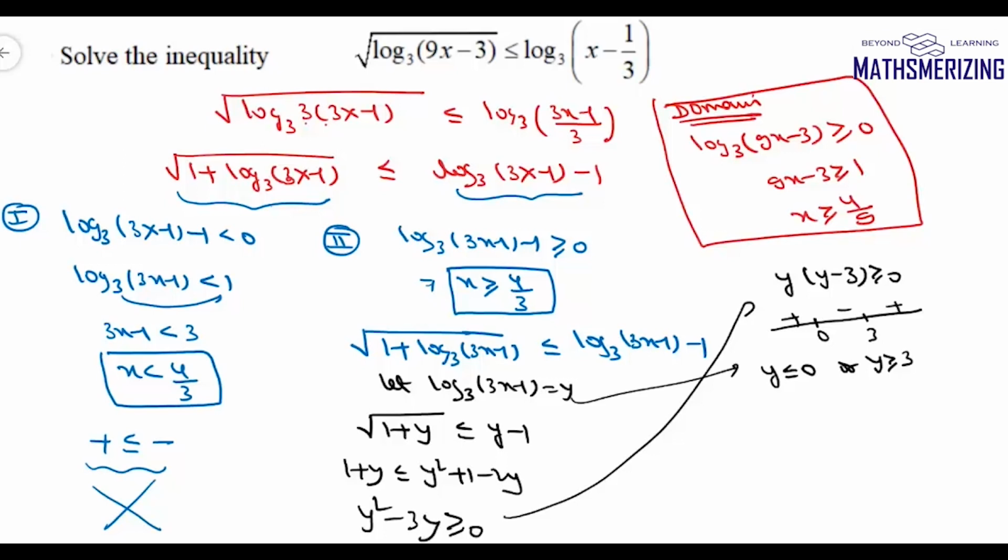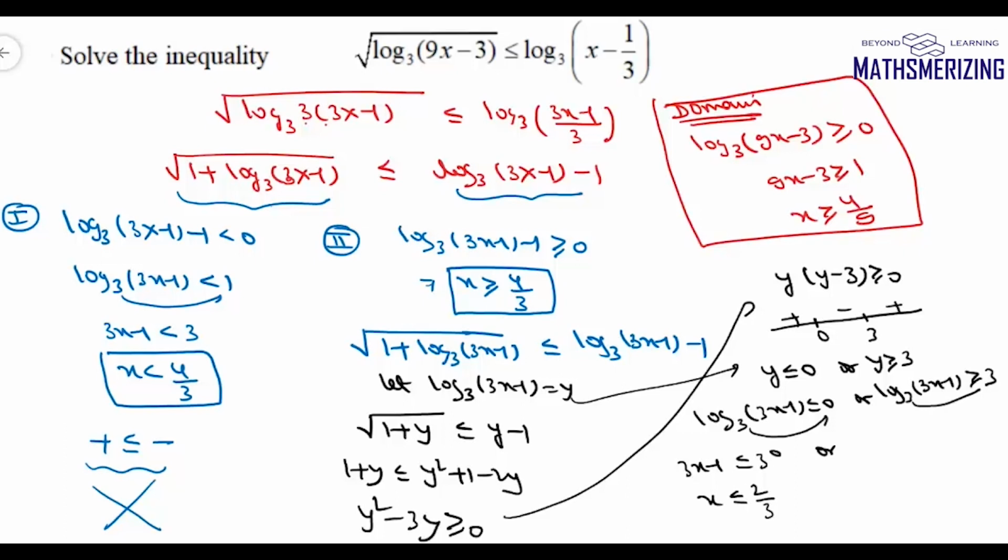So if I'll put the value of y, I'll get log 3x minus 1 to the base 3 should be less than or equal to 0, or log 3x minus 1 to the base 3 should be greater than or equal to 3. So if I'll take antilog, I'll get this result as 3x minus 1 is less than or equal to 3 to the power 0, which is 1. That is, x is less than or equal to 2 by 3, or if I'll take antilog here, I'll get 3x minus 1 is greater than or equal to 3 cube, which is x is greater than or equal to 28 by 3.